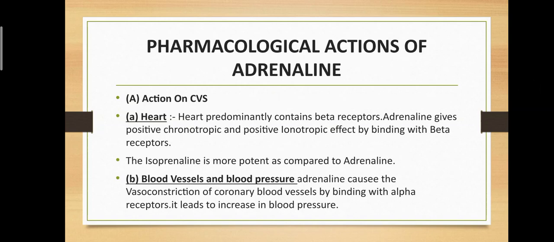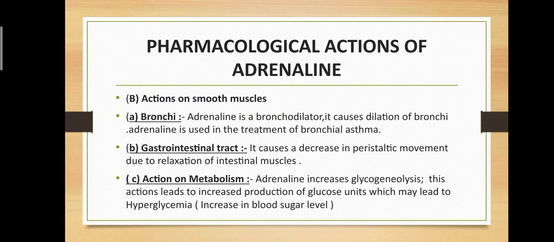Second point, pharmacological actions of adrenaline. Actions on the CVS, that is the heart. The heart predominantly contains beta receptors. Adrenaline gives positive chronotropic and positive inotropic effects by binding with beta receptors. Isoprenaline is more potent as compared to adrenaline. Blood vessels and blood pressure: adrenaline causes vasoconstriction of blood vessels by binding with alpha receptors, and it leads to an increase in blood pressure.